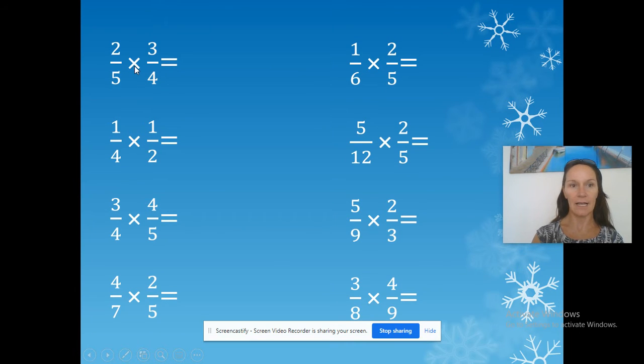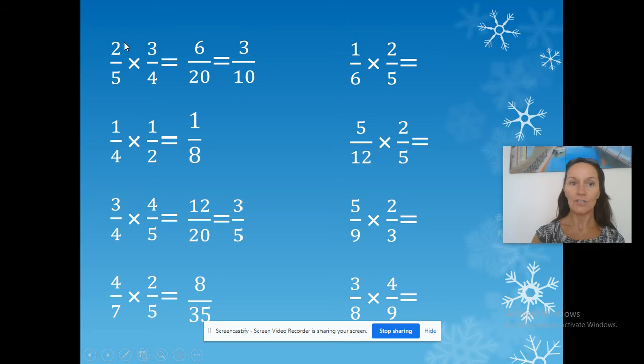2/5 times 3/4. Now, 2 times 3, and you get your new numerator. 4 times 5, and you get your new denominator. 2 times 3 is 6. 5 times 4 is 20. 6 20ths. Well, I know that half of 6 is 3. Half of 20 is 10. And that is the fraction in its simplest form.